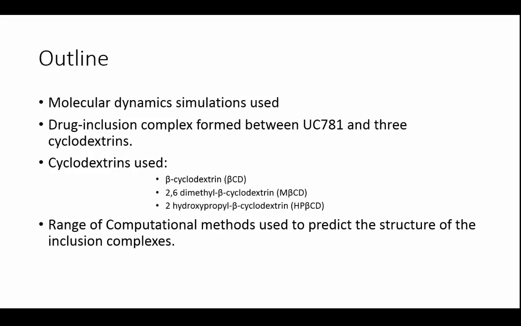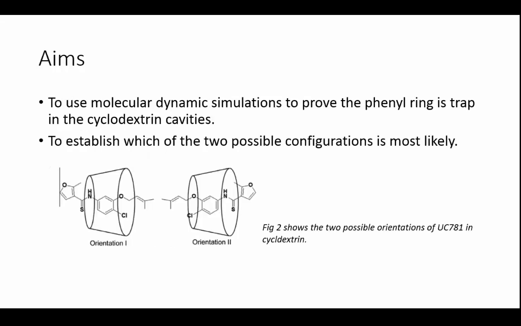This study used a range of computational methods to do this. It was understood that there were 2 possible orientations of the inclusion complex, shown in Figure 2. The aim of the study was to establish which of these orientations was most likely, i.e. the most thermodynamically stable, and also to prove it is the phenyl ring inside the cavity as opposed to the furane.